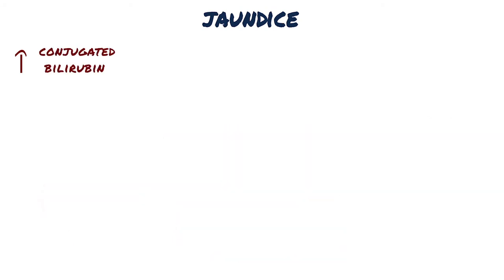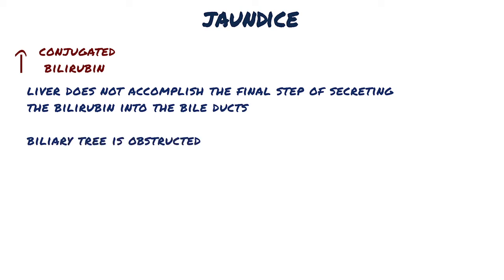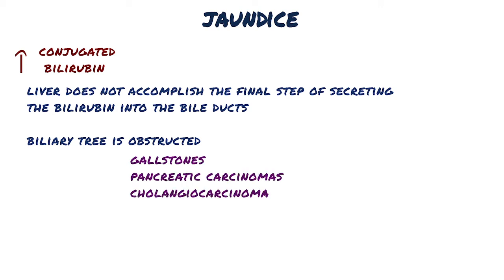If the elevation of bilirubin is largely conjugated, this means that the bilirubin has made it into the liver and conjugation has occurred. What would cause a backup of conjugated bilirubin in the blood? Either the liver does not accomplish the final step of secreting the bilirubin into the bile ducts, or the biliary tree is obstructed. These blockages could be anything from gallstones, pancreatic carcinomas, and cholangiocarcinomas to parasites like the liver fluke.